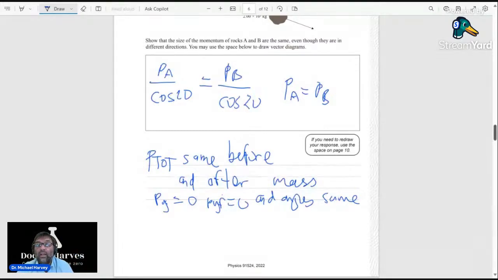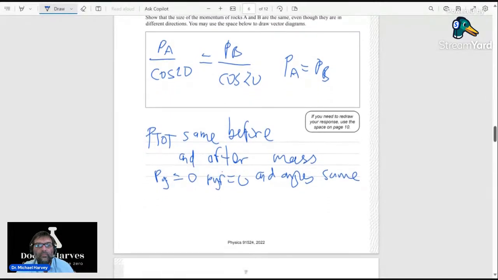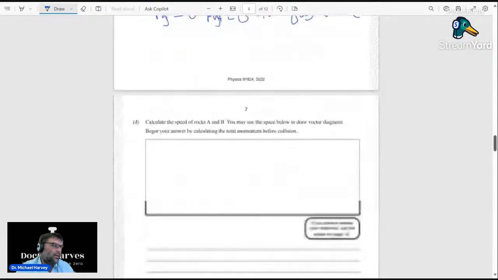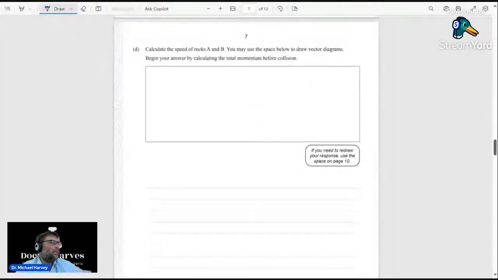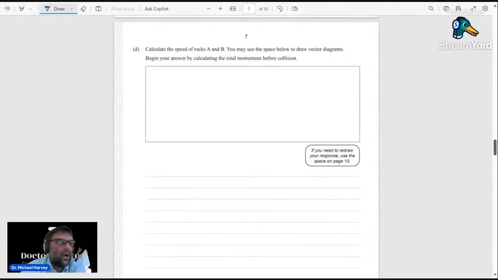I've just done the algebraic way, but I'd suggest, because we've done it primarily in class using the triangle way with the vectors, I would potentially use that one. But the key is that's an isosceles triangle, not a right angle triangle. Right, calculate the speed. All right, let's do that. Okay, so calculate the speed.